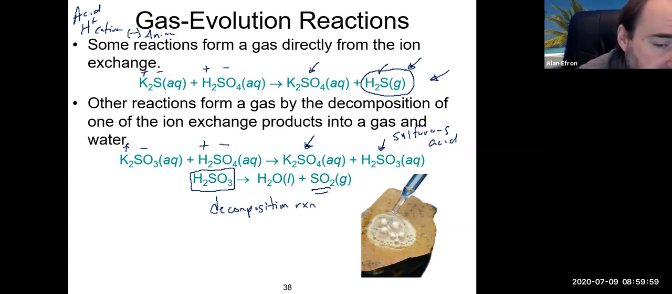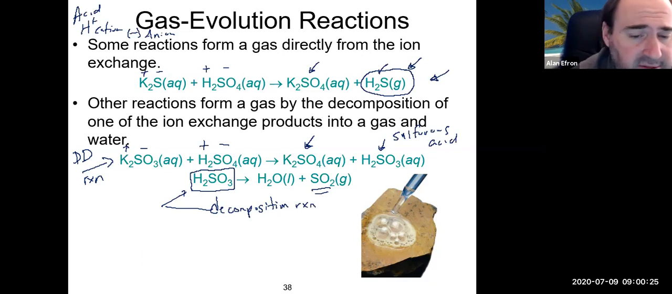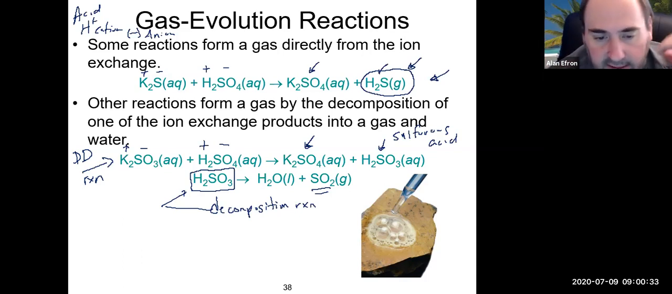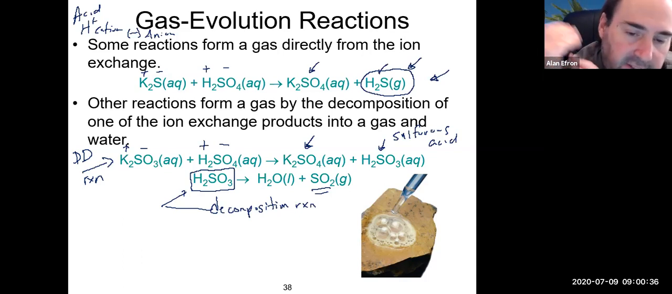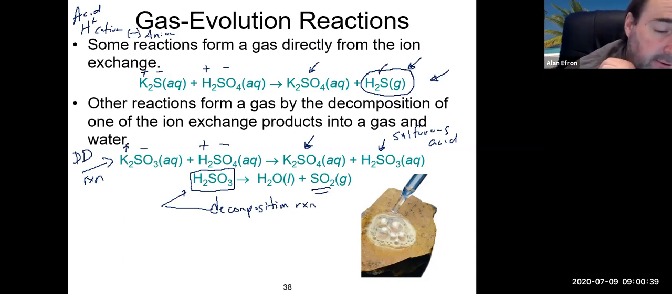So in an indirect production of a gas, you have a double displacement reaction that occurs first, followed by a decomposition reaction that occurs from one of the products, and it's that secondary reaction that is actually generating the gas. But it all starts from the double displacement reaction, followed by that secondary reaction. So the first one there is a direct formation of a gas. The second one is an indirect formation, but this does occur pretty quick.